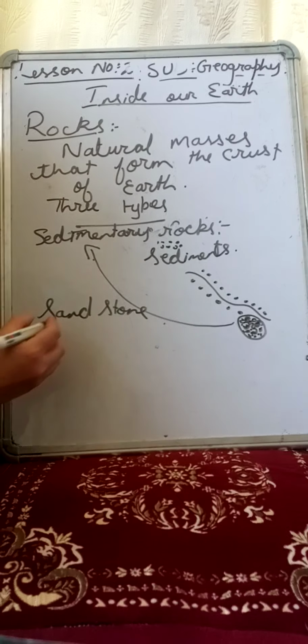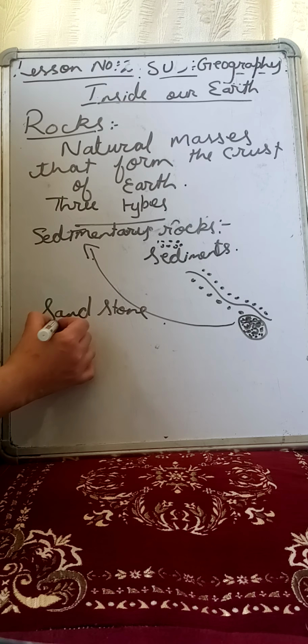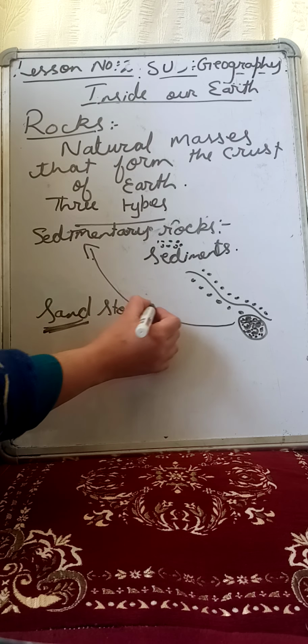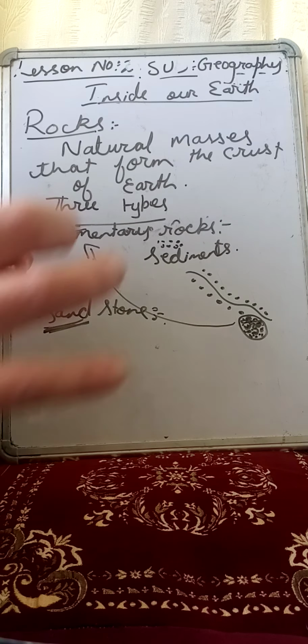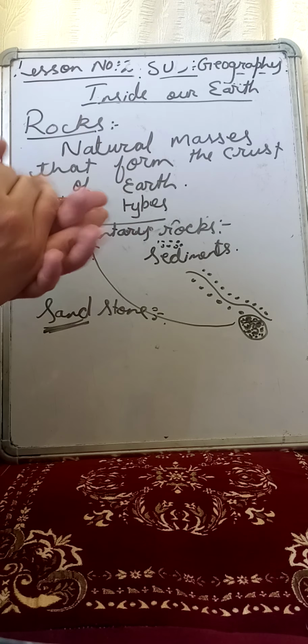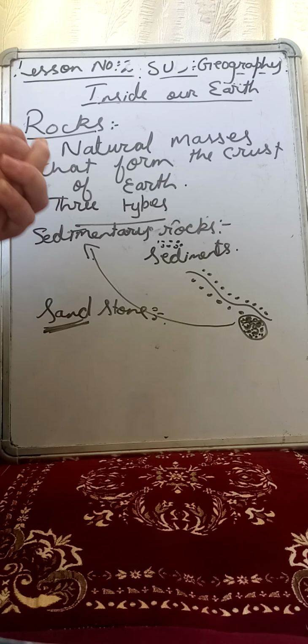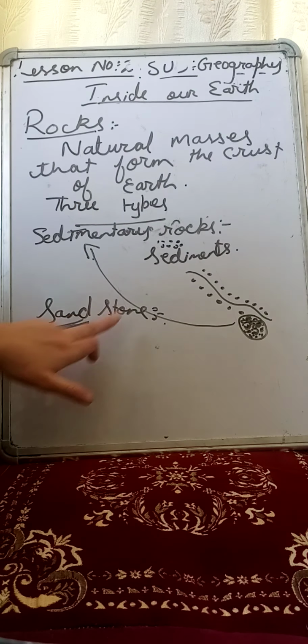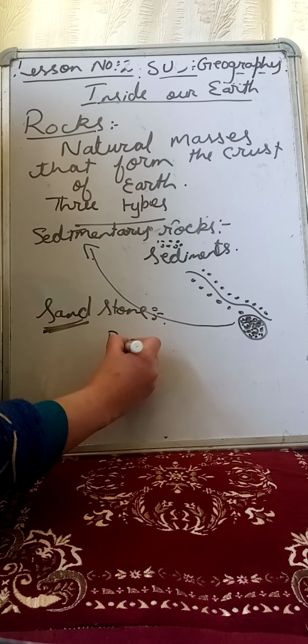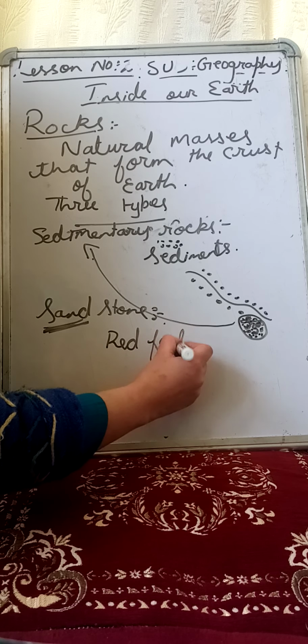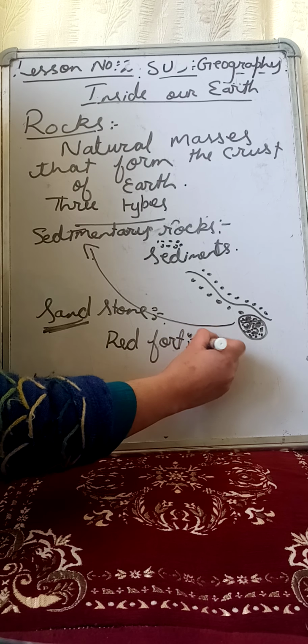As the name suggests, this sandstone is formed from sand. When sand gets collected and compresses down because of the force of nature, it forms a stone that is known as sandstone. Do you know any monument or anything that is made from sandstone? It's Red Fort. Red Fort is made from red sandstone.